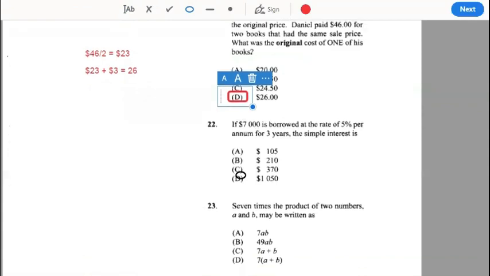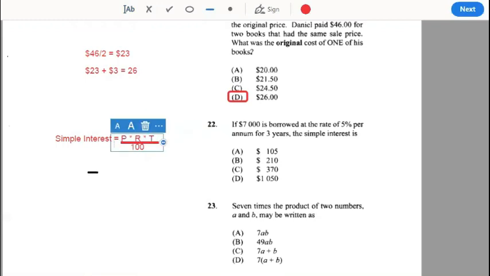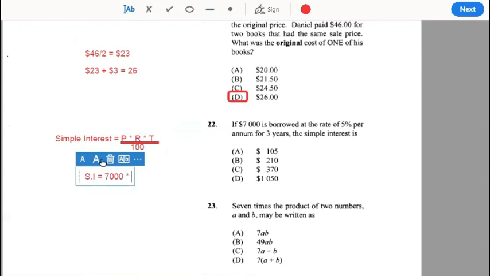If $7,000 is borrowed at the rate of 5% per annum for 3 years, the simple interest is... so now we're finding simple interest. So we have our principal this time around. Simple interest is equal to 7,000 multiplied by the rate of 5% multiplied by the time of 3 years, and all of that is divided by 100.